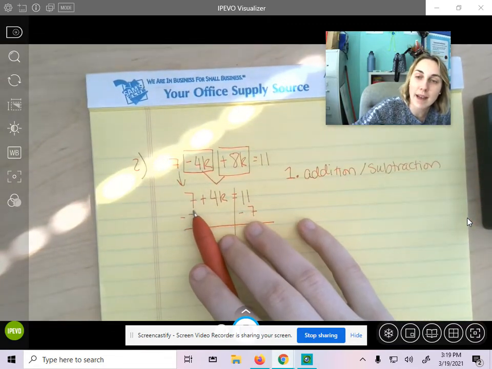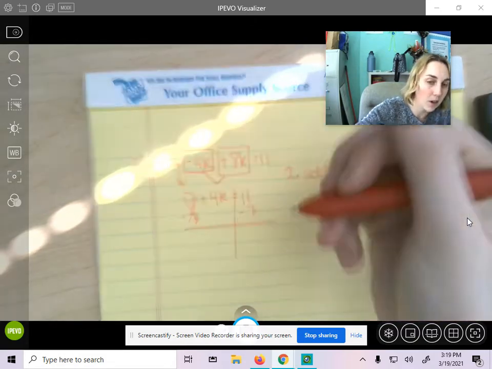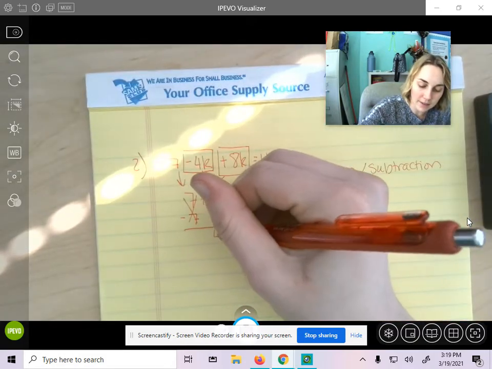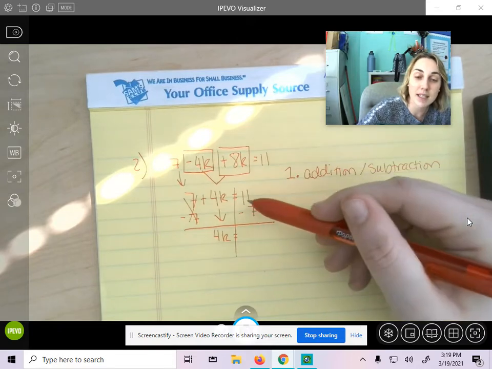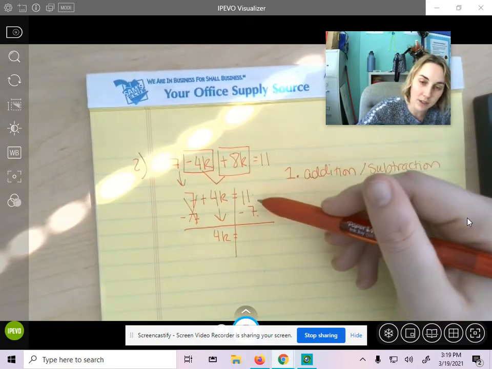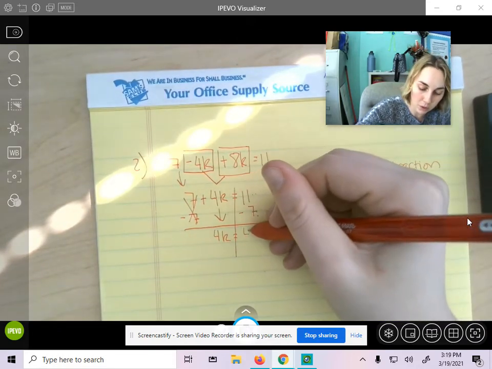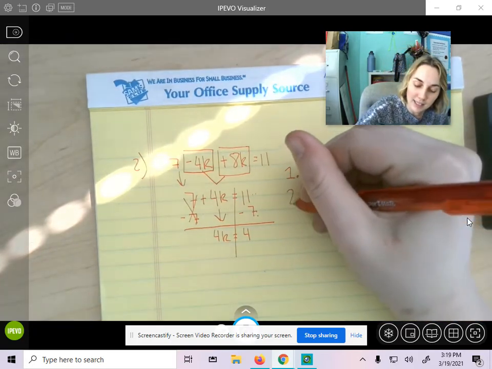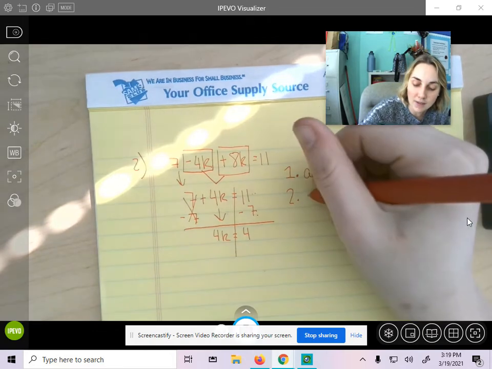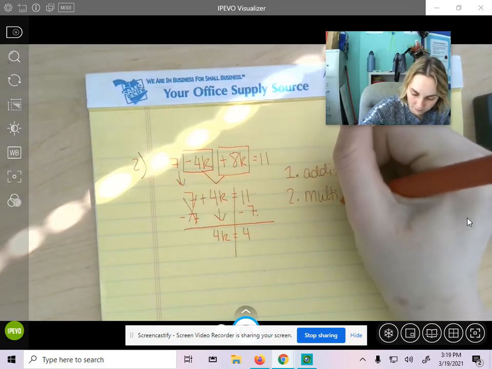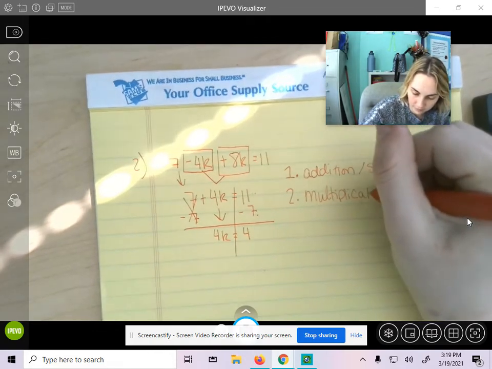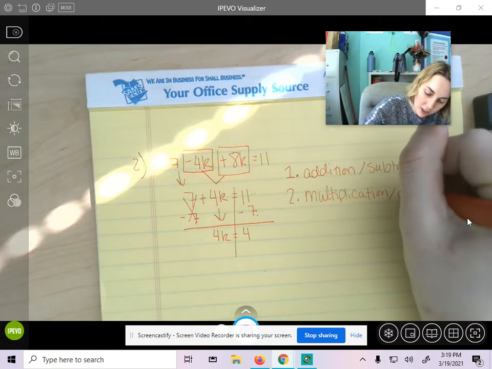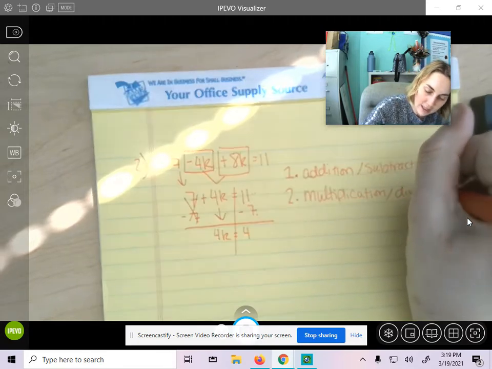So positive 7 minus 7, well, again, those cancel out. They're opposites. I'm going to bring down this 4k, and then I'm going to simplify 11 minus 7. Well, 11 minus 7 will give us 4. And now I have just one step left. The second step to solving a two-step equation is I have to use multiplication or division in order to get the variable by itself.